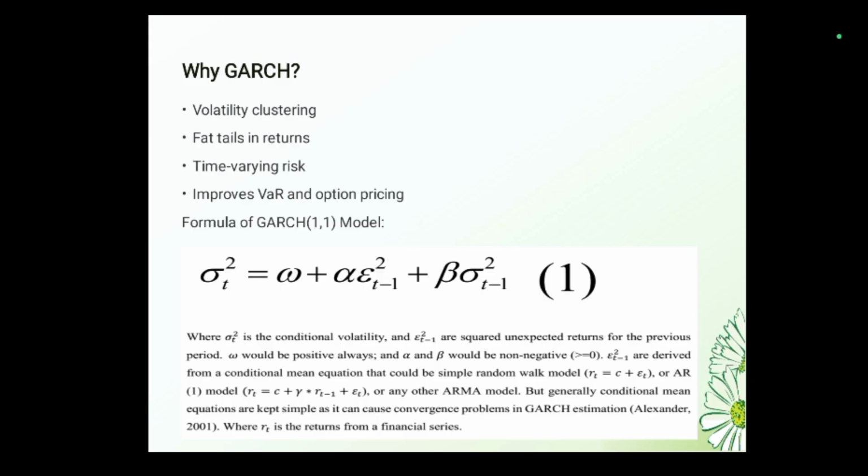Here we look at the formula of the GARCH model, where sigma square is our current conditional volatility and W is a constant that is always positive. Alpha represents the ARCH term. It looks at yesterday's shocks or unexpected returns. Beta is the GARCH term. It represents the persistence of yesterday's volatility. To keep the model stable, alpha and beta must be non-negative, and we usually keep the main equation simple to avoid convergence issues during estimation.